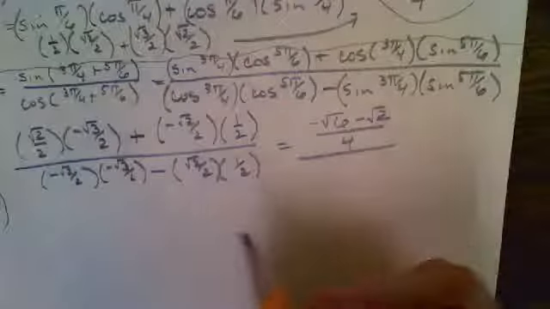This is going to be negative radical 6 over 4. This is going to be a negative radical 2 over 4. So I'm going to write all of that over 4. This is going to be a positive radical 6 over 4 minus, this will be radical 2 over 4.